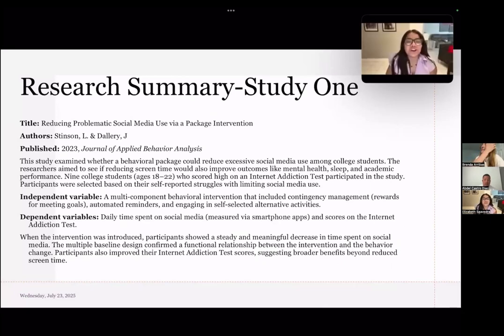So we're going to start off with the research summary, study one. The first research we used is titled Reducing Problematic Social Media Use Via a Package Intervention. The authors were Stinson L. and Dayeri J., and it was published in 2023 in the Journal of Applied Behavior Analysis. Basically, this study examines whether a behavior package could reduce excessive social media use among college students. The research aims to see if reducing screen time would also improve outcomes like mental health, sleep, and academic performance.